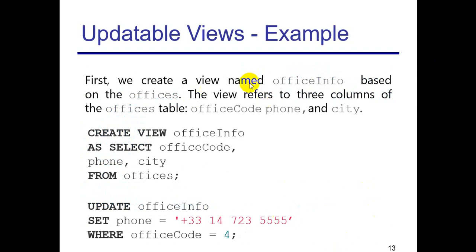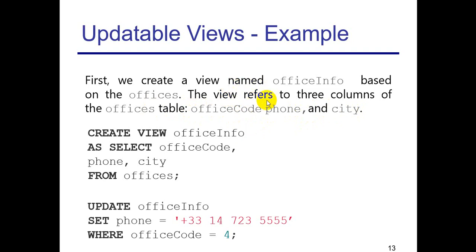First we create a view named office info based on the offices. The view refers to 3 columns of the office tables: office code, phone and city. For example, we have a table that is displaying the information of the office, and we have created a view with the name office info, and the view is referring to the 3 columns of the office table. So the table is offices, and the columns are office code, phone and city. These are the 3 attributes, the 3 columns to which the view is referencing.